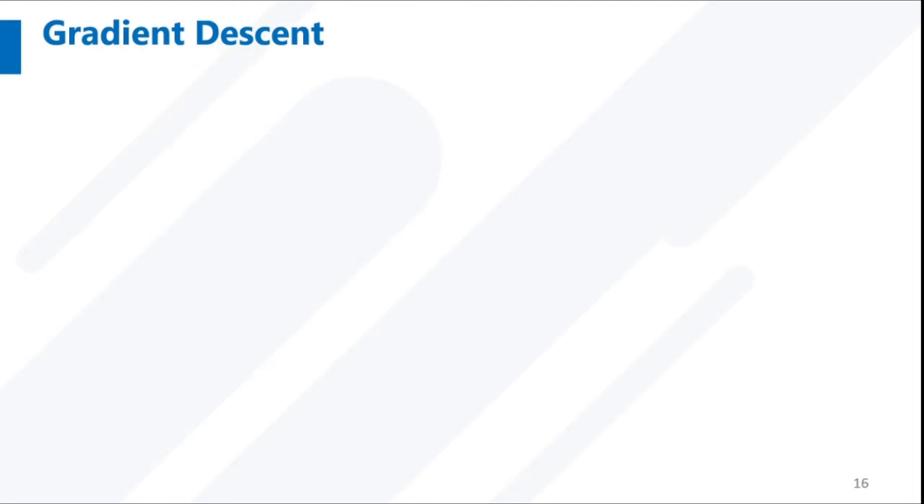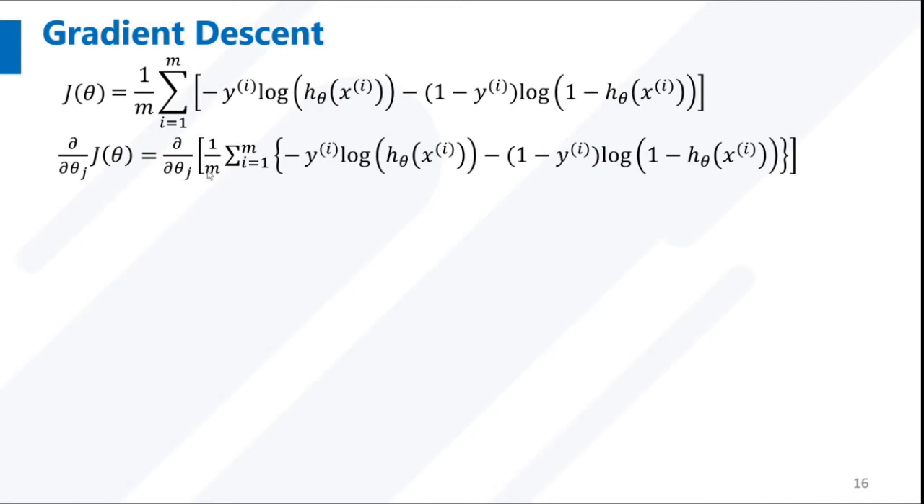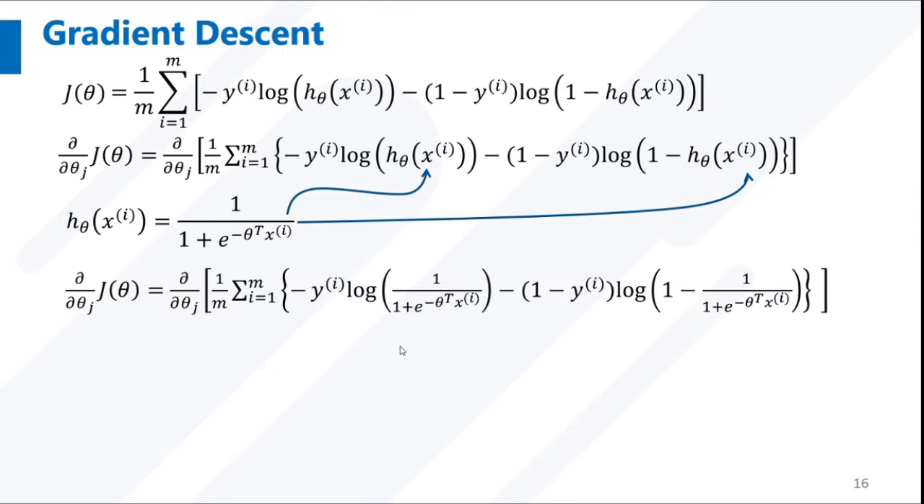Now let us discuss how to determine the derivative of J(theta). This is the J(theta) equation, and if we want to take the derivative, we have to differentiate the right hand side. In the differentiation, there is a term which is the hypothesis, and the hypothesis is given by a sigmoid function for logistic regression. Unlike linear regression, where the hypothesis was just theta transpose x, in this case it is a nonlinear equation: 1 over 1 plus e to the power minus theta transpose x_i. So if I put that expression in the two places, then the equation will look like this one.